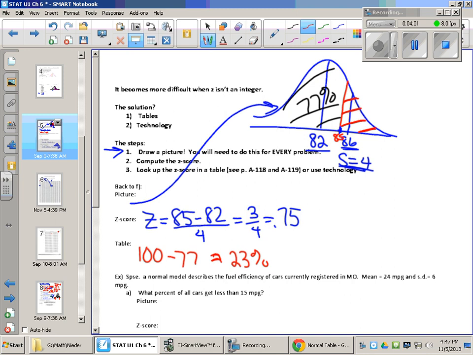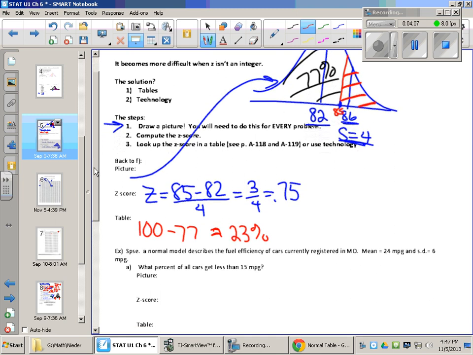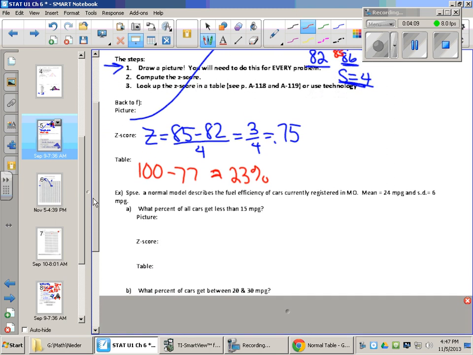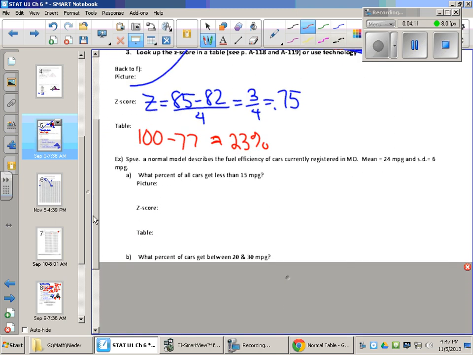So just hold off on that, or if you want to try to figure it out on your own, you can. There's also a section in your book in Chapter 6 that has the technology tips that tells you how to do it on your calculator as well. Okay? So for right now, though, let's use the table again on this next problem.